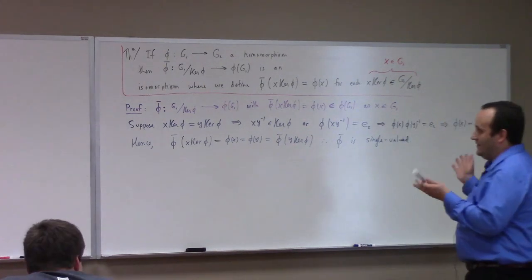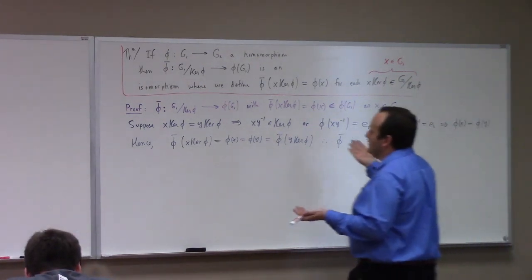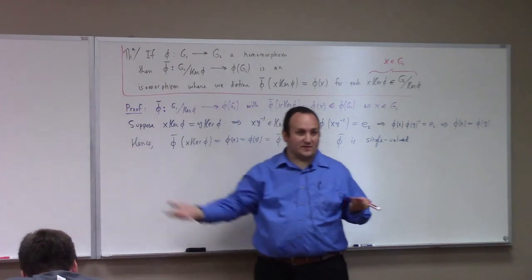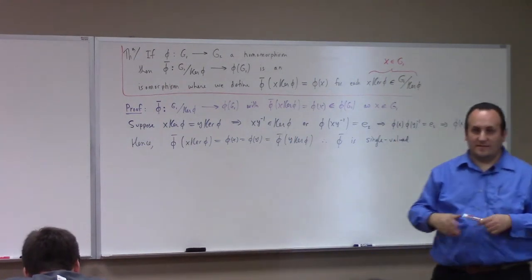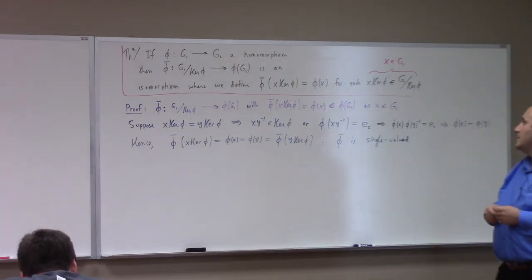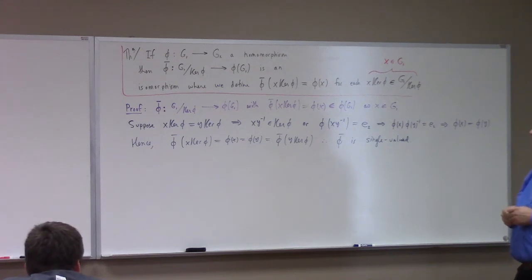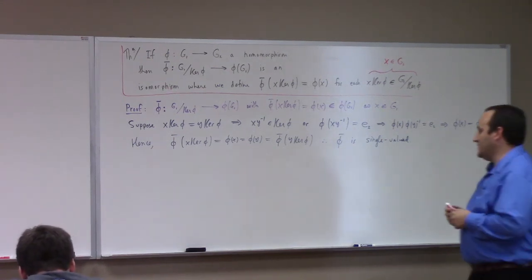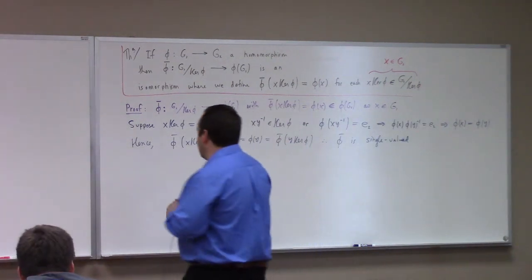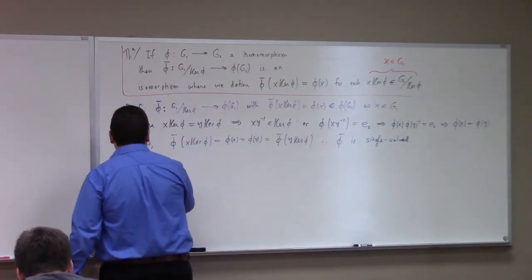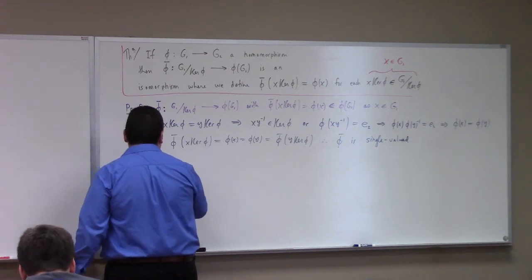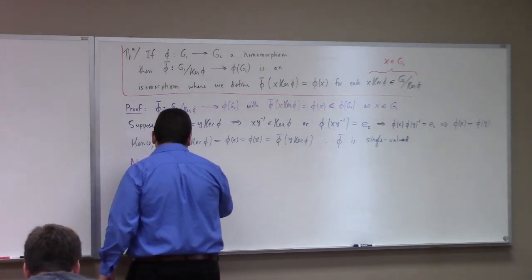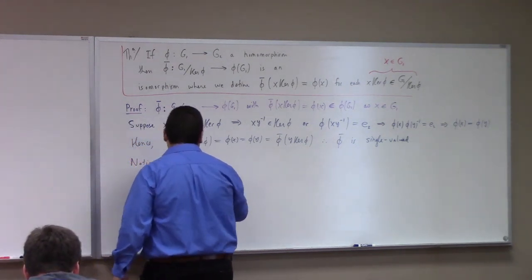Okay, so we've shown that phi bar is actually a function, all right? That's actually important. Now we need to show it's an isomorphism, right? So first of all, let's start with showing that it's a homomorphism. That's pretty easy. Notice if we have phi bar of x kernel phi, I'm getting tired of writing.